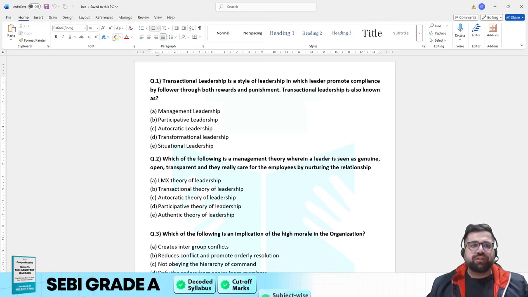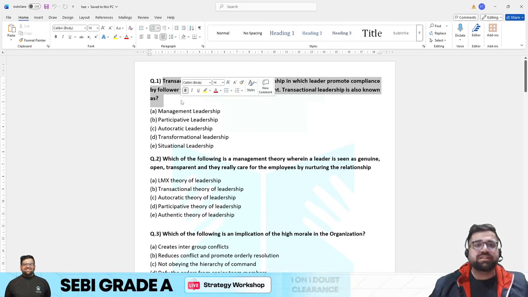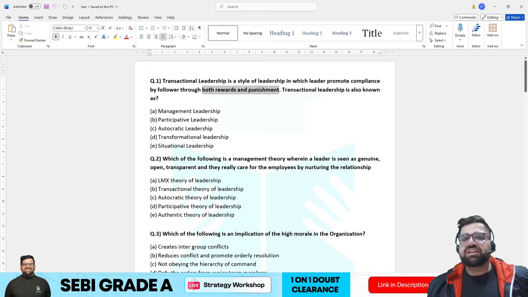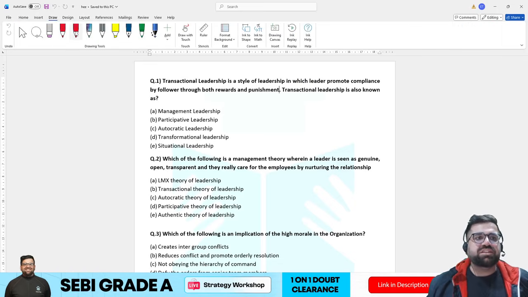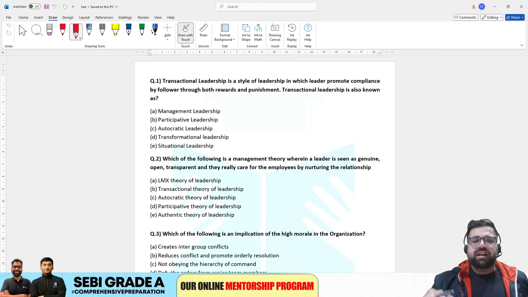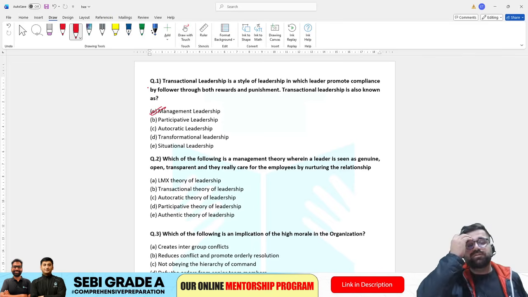So let's start solving. First of all, a transactional leadership is a style of leadership in which a leader promotes compliance in followers through both reward and punishment. Transactional leadership is also known as what? You only tell me. Transactional leadership is known as managerial leadership. Therefore, the correct answer will be option number A.